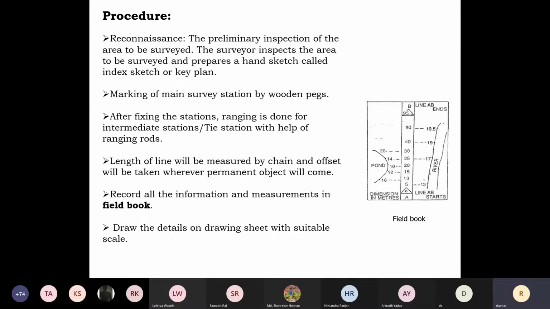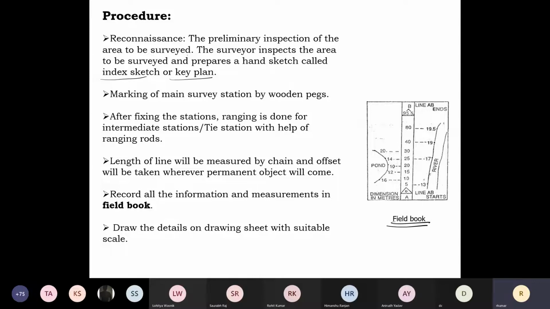So what we do in the survey, I told you in the beginning, we do the reconnaissance survey. The primary inspection of the area to be surveyed: the surveyor inspects the area to be surveyed and prepares a hand sketch called the index sketch or key plan. The key plan is drawn in the field book. First you make the index sketch roughly by hand.